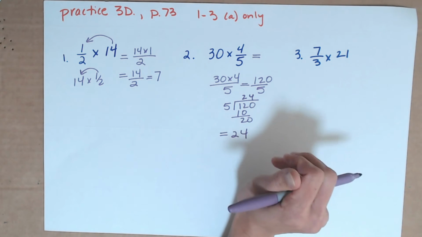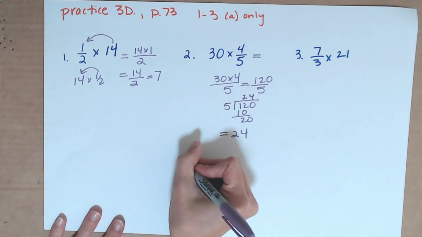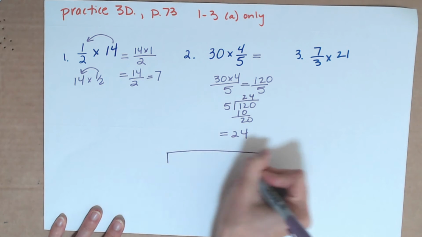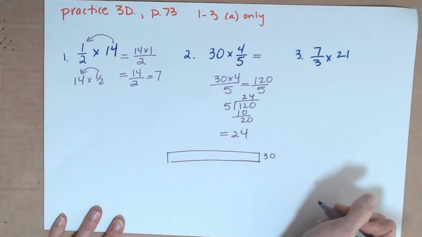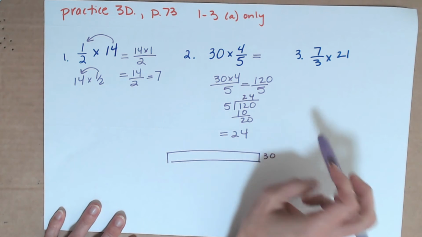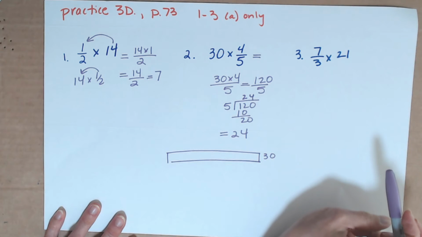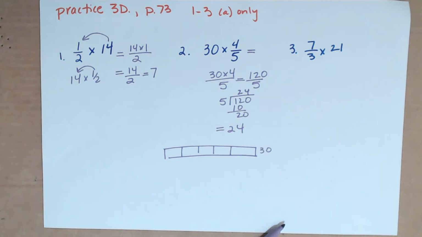So I want to show another way to think about this. And I'm going to use a bar model for this. This bar model represents the number 30. And I want to take 4/5 of it. 30 times 4/5. I want to take 4/5 of 30.